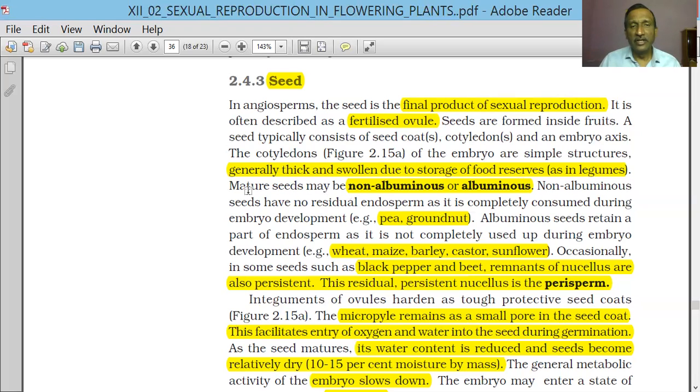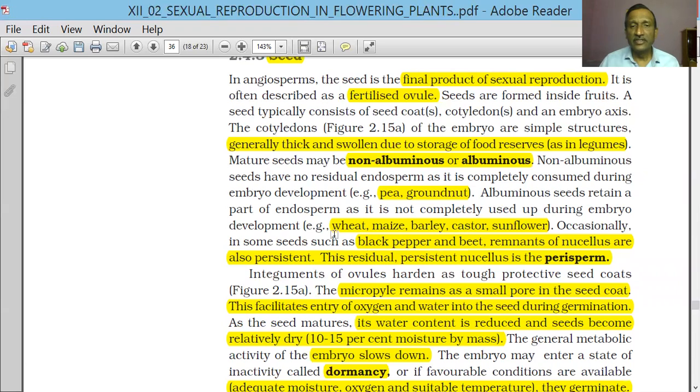Now, the mature seed may have albumin or may not have albumin. Albumin is that part which is actually formed by the endosperm. If during the development of the embryo the entire endosperm is consumed, then the seed will be non-albuminous. As examples we already studied peas, beans, and groundnut. Whereas if the endosperm remains persistent, then they are called albuminous. Albuminous seeds we have studied are castor and coconut. Further examples are wheat, maize, barley, castor, and sunflower.